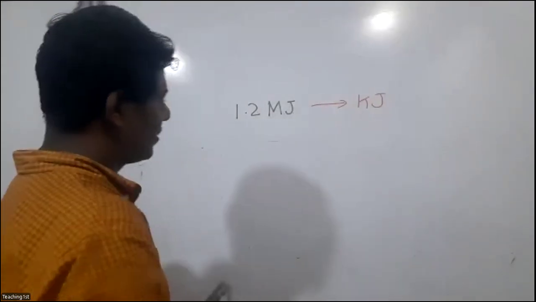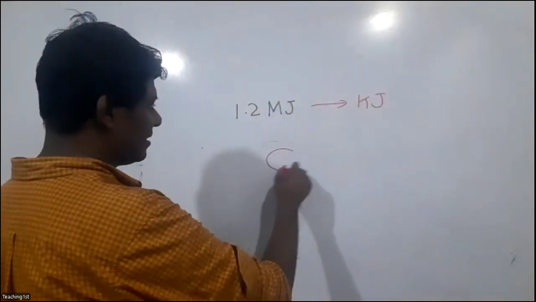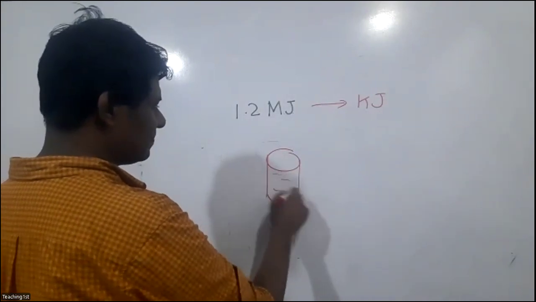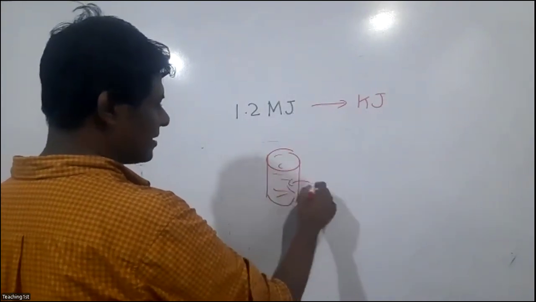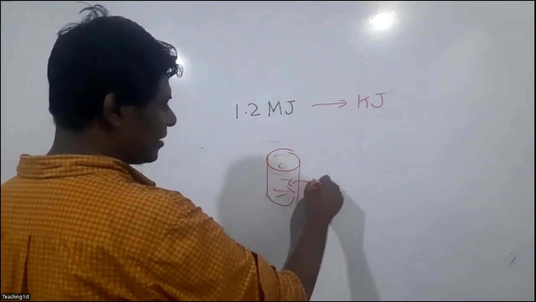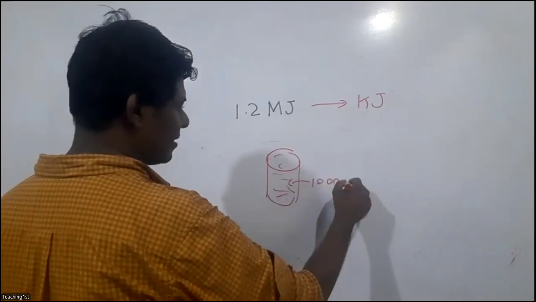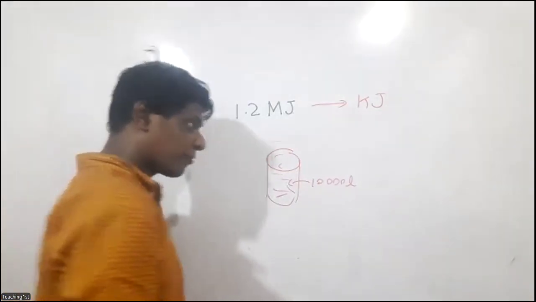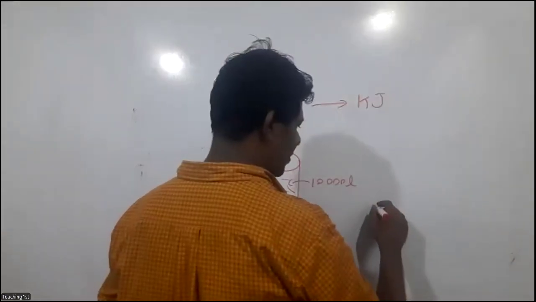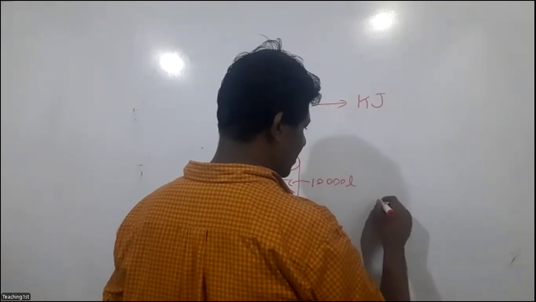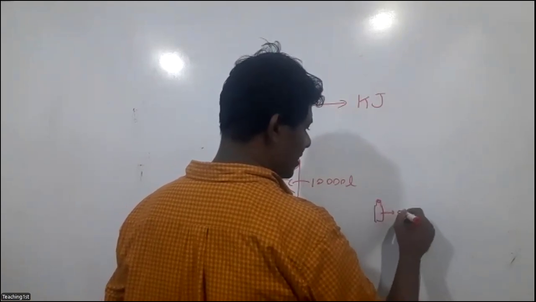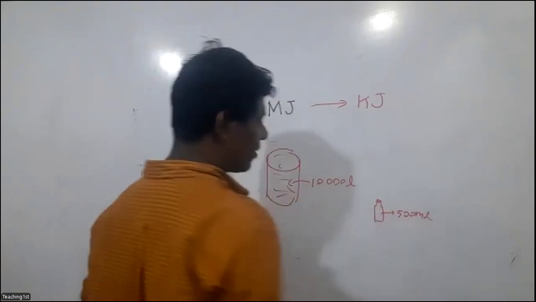So, if you don't understand that example, imagine there is a very big vessel. This contains water. It contains 10,000 liters. Now you try to find out how many bottles of 500 milliliter that you are going to fill with this one.